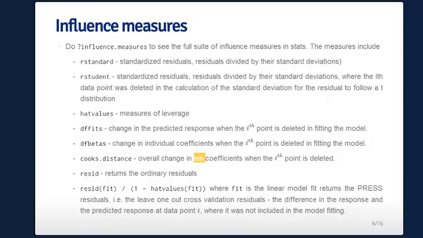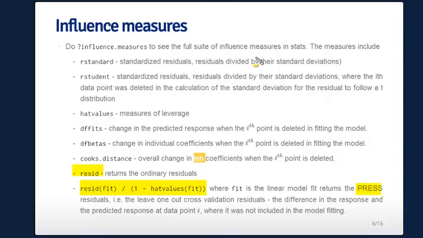Resid returns the ordinary residuals. And then if you just take resid and divide by 1 minus the hat values, I noticed R doesn't do this automatically, but it's so easy, why would you care? Where fit is the linear model fit, that returns the so-called PRESS residuals, okay, which are the leave one out cross-validation residuals.